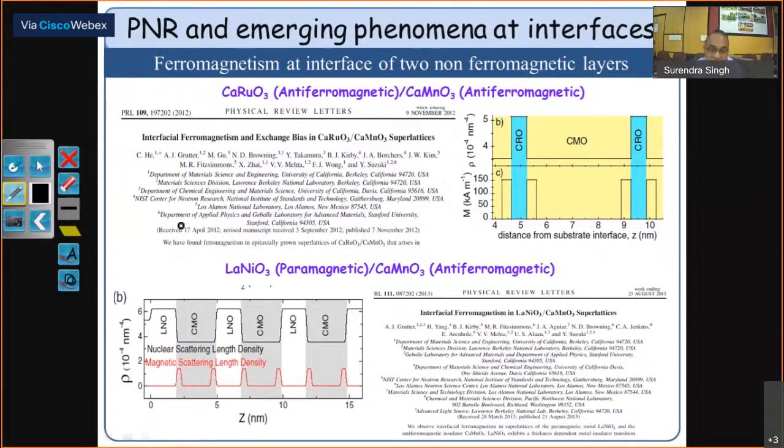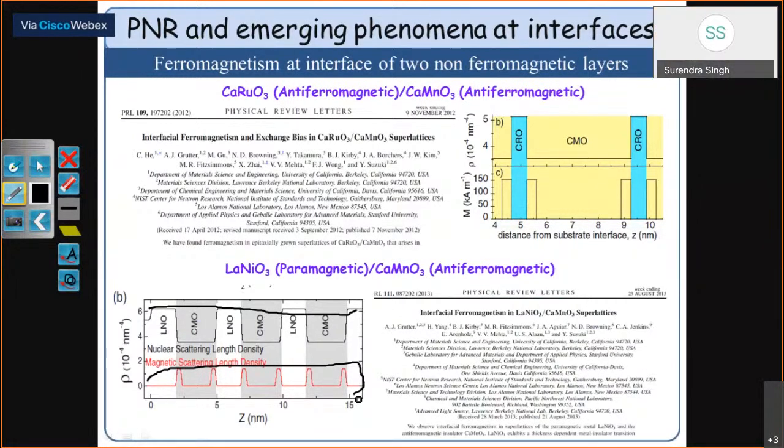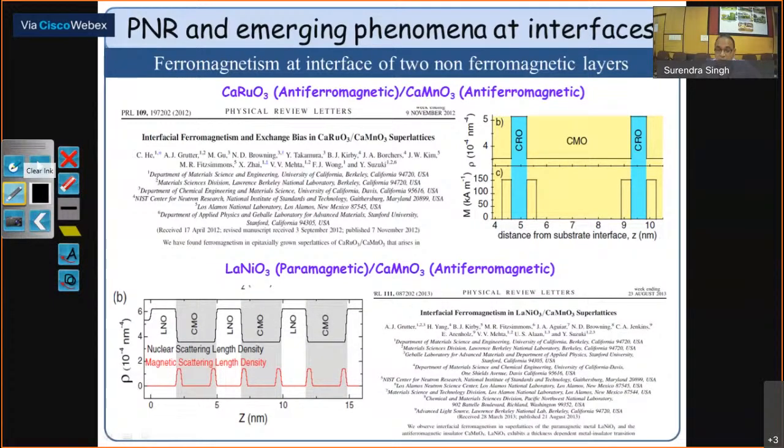They studied this LNO CMO multi-layer system again, and this LNO here is paramagnetic. In the film alone, but both together, then you get the ferromagnetism. Again, you can see this multi-layer here, LNO CMO, this is the nucleus scattering density profile, and this red one is the magnetic scattering density profiling of magnetizations.